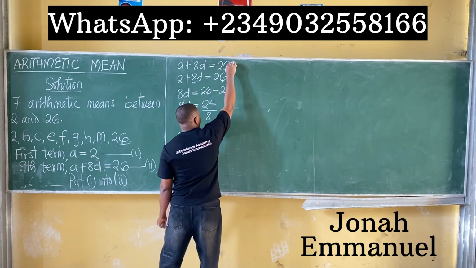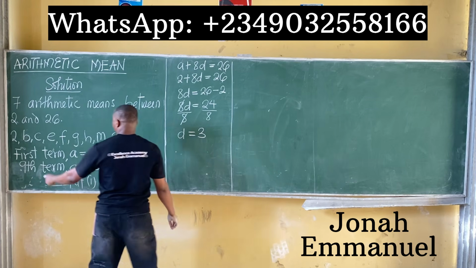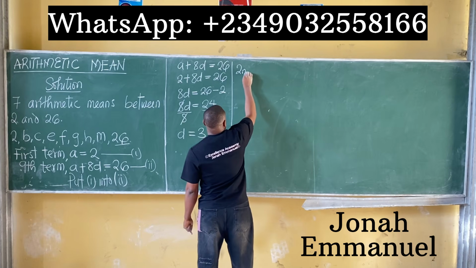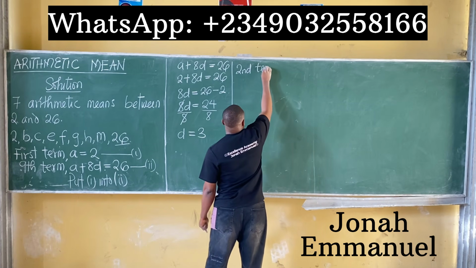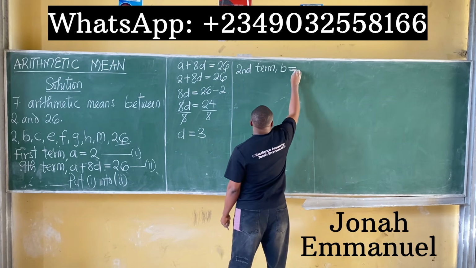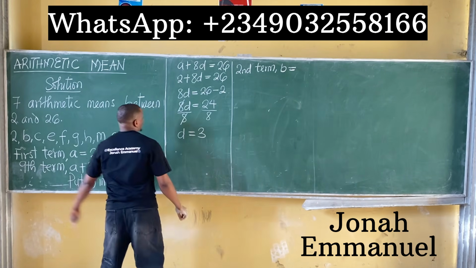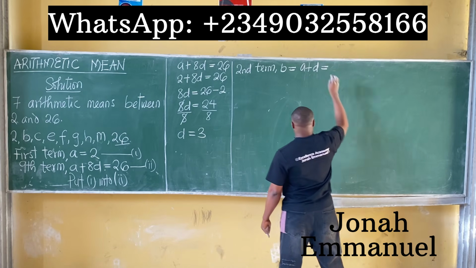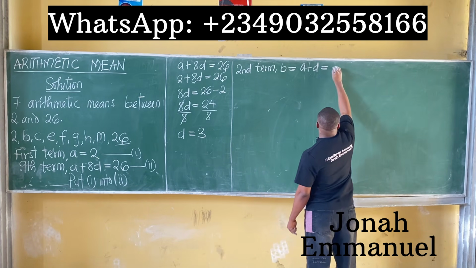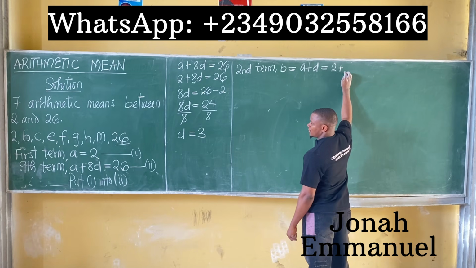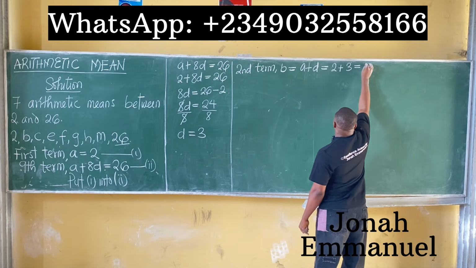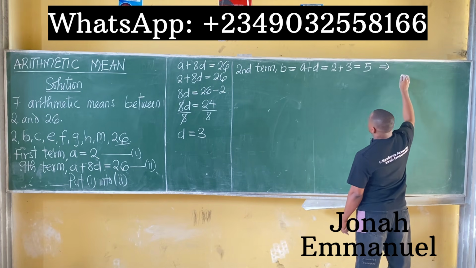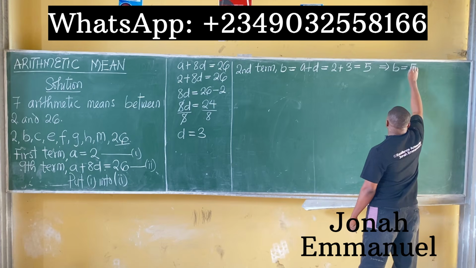So let's find them one after the other. Let's start with the second term, which is B. For the second term of an AP, you have A plus D. A is 2, D is 3. So 2 plus 3 is equal to 5. So therefore, we have that B is equal to 5. That's the value.